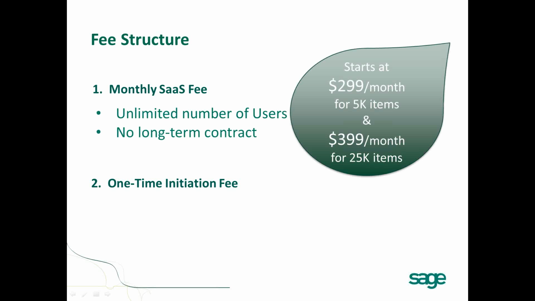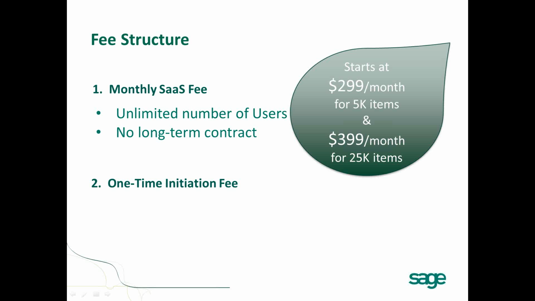So we're not asking you to sign up for annual maintenance agreements or annual contracts of any kind. It starts at $2.99 a month, which goes up to 5,000 SKUs that we want to manage. The next tier is $3.99, which takes you up to 25,000 SKUs. But as I mentioned, I'll go through a little bit more detail later.